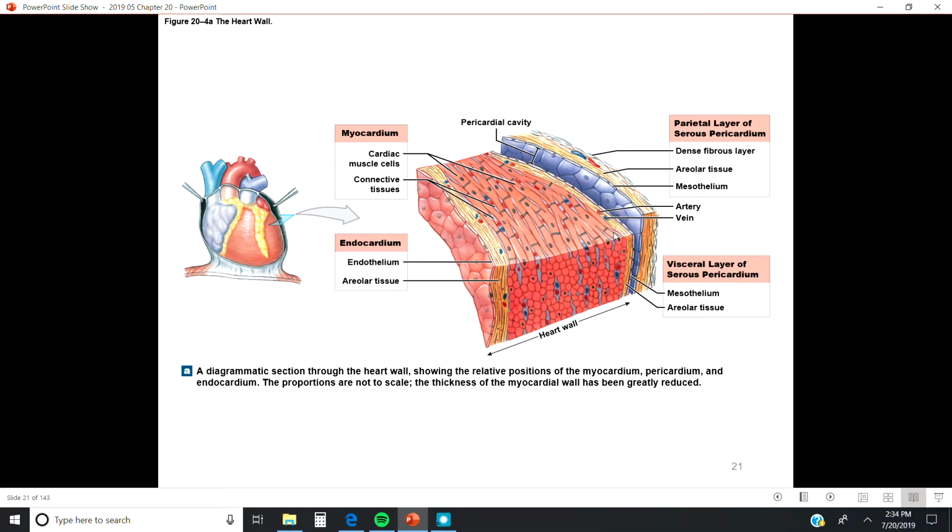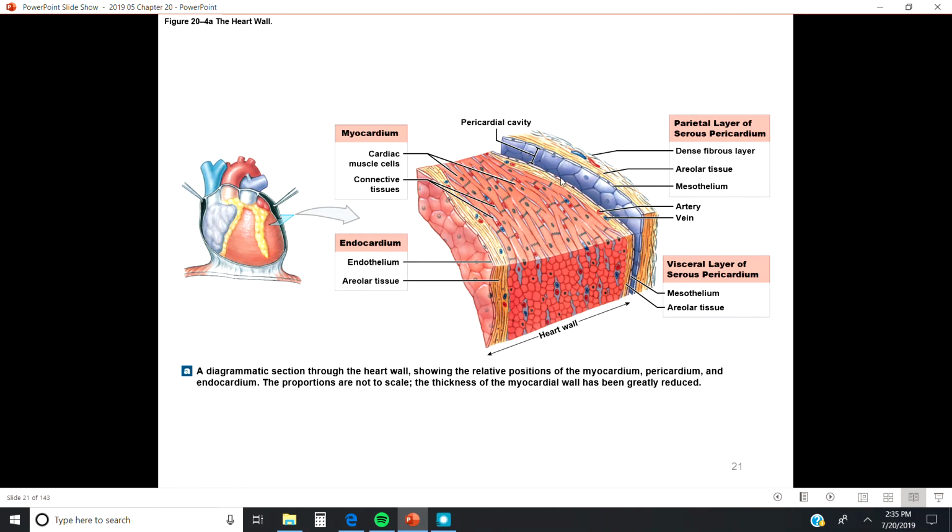Now, this represents the heart wall now from here all the way to here. This is going to be the heart wall. So this white layer of cells here is also simple squamous cells. That would be the visceral pericardium, or you can call it the epicardium. Again, your choice. They would both be correct.